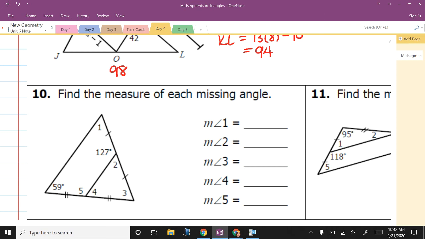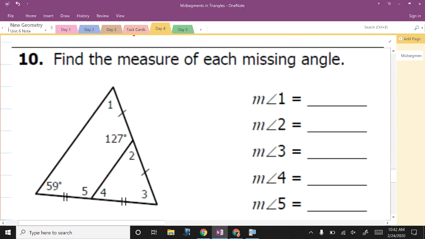Isn't this 127 and angle 2 a linear pair? Yes. How do I find the measure of angle 2 then? 180 minus 127. How much is that? 53. So angle 2 is 53 degrees. Is everybody okay with that?